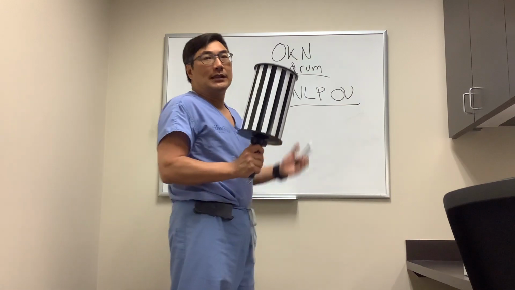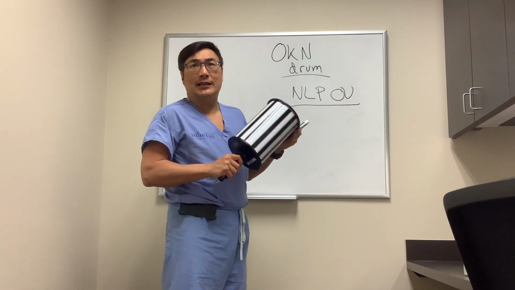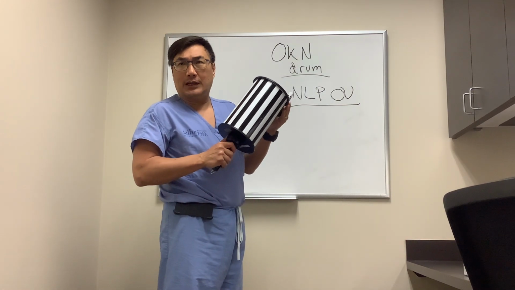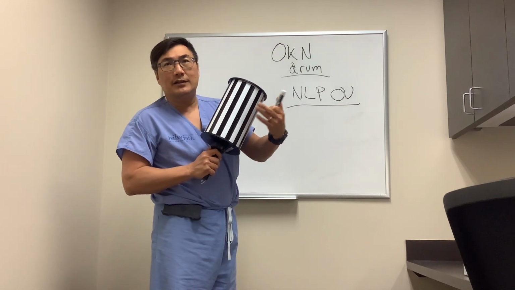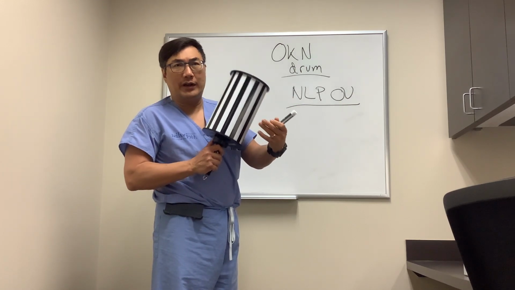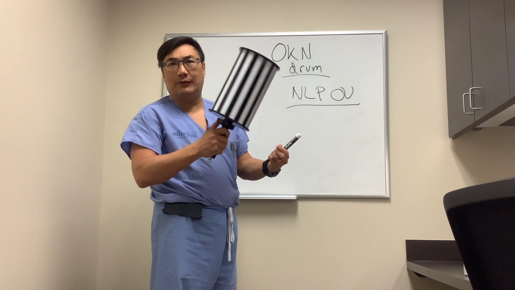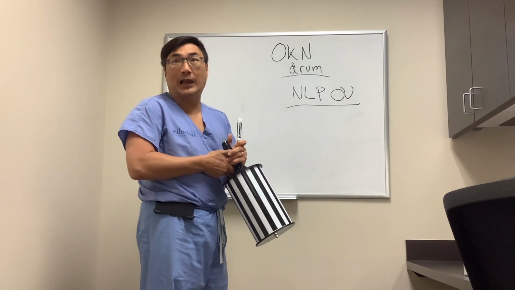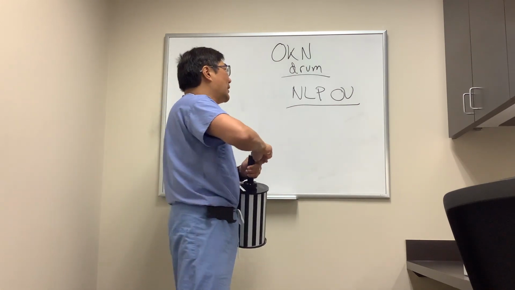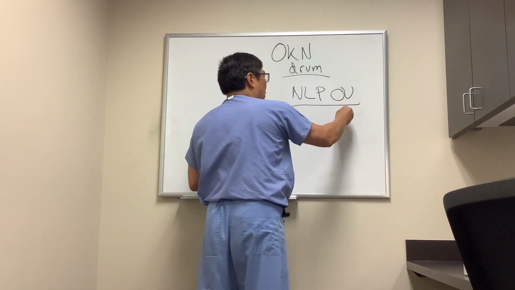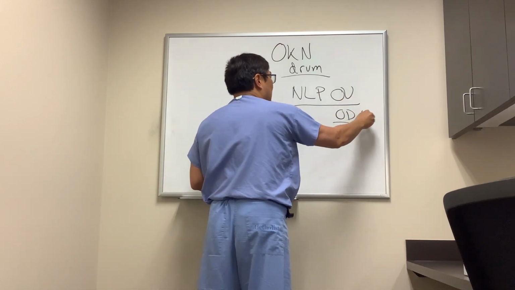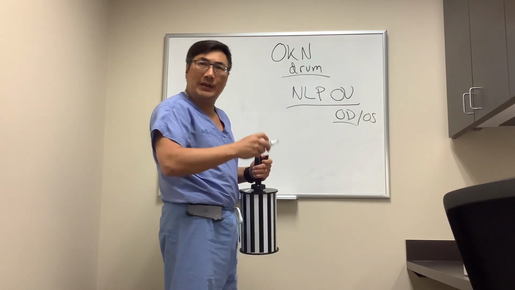So a drum like this is good for bad vision only, like hand motion or light perception, because the stripes are so big. So that means someone who's 20/80 or 20/100 might legitimately still have a positive OKN, even if they're blind. They can't see the central spot. So we can use it for either one eye, OD or OS, or two eyes, bad vision, NLP, LP.